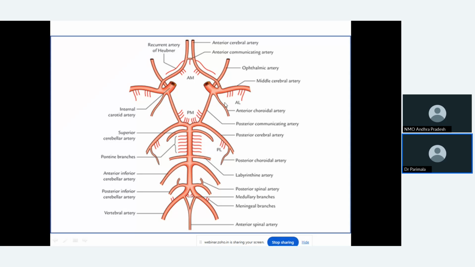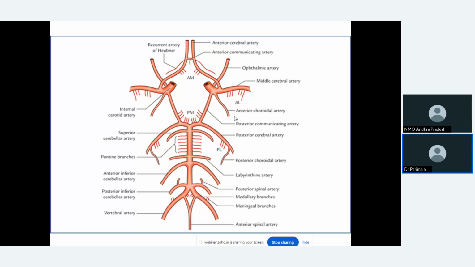Then there are two other names called choroidal arteries. Here you have anterior choroidal artery. So another posterior choroidal artery will also be there. Anterior choroidal is direct branch of internal carotid artery and posterior choroidal is a branch of posterior cerebral artery. So these choroidal arteries form choroid plexus in close relation to the ventricles and they are responsible for formation of the CSF. So totally, the circle of Willis has three types of branches.